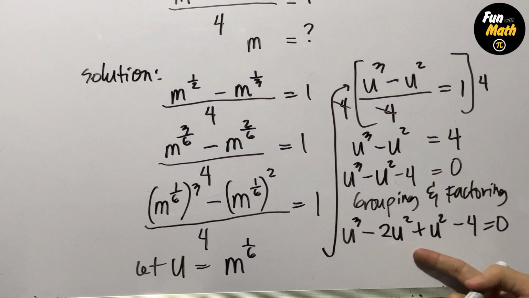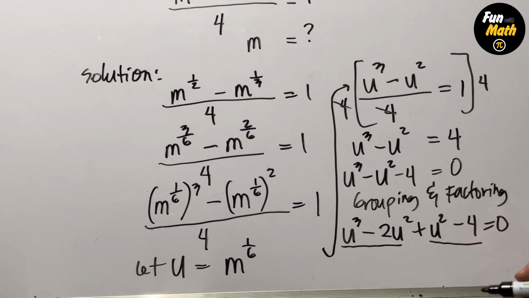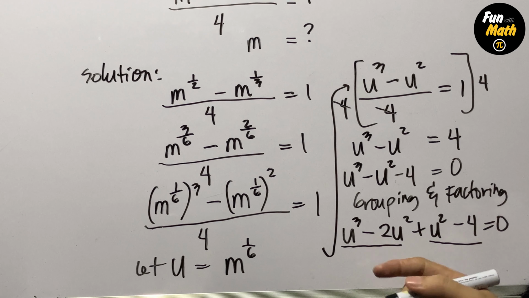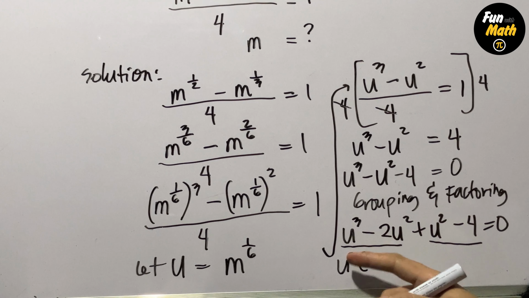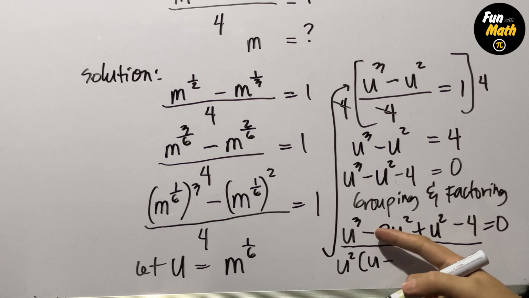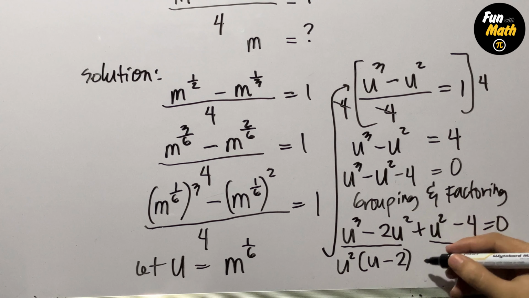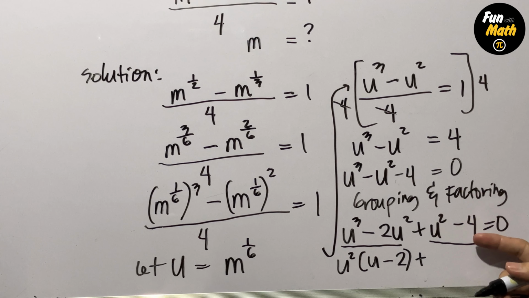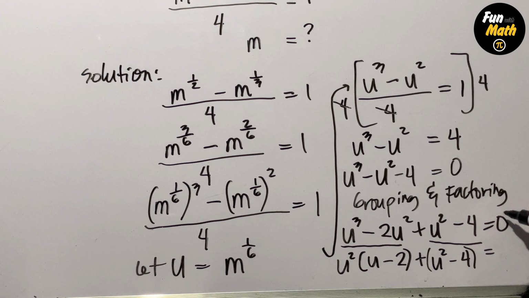Now for this, it's easier to pair. So this is the first pair, and this is the second pair. That's called grouping: first group and second group. Now factoring. For our first group, the common factor is u squared. So we write u squared, then in the parentheses, u cubed divided by u squared, that's u. Then minus 2u squared divided by u squared, this is cancelled, we're left with 2. Then plus, for this group, we don't have a common factor, so just copy: u squared minus 4 equals 0.